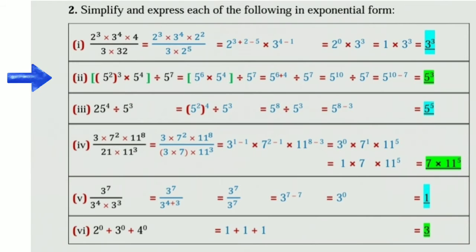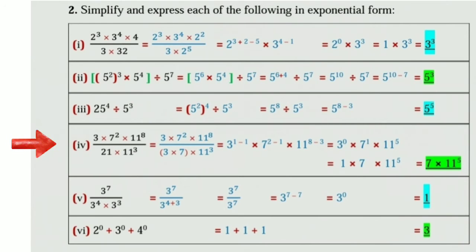Third one, 25 raised to 4 divided by 5 cube. Student, here 25 raised to 4 is there, so we have to simplify that first. 25 raised to 4 we can write as (5 square) the whole raised to 4, divided by 5 raised to 3. So 5 raised to 8 divided by 5 raised to 3 is equal to 5 raised to 8 minus 3, is equal to 5 raised to 5.